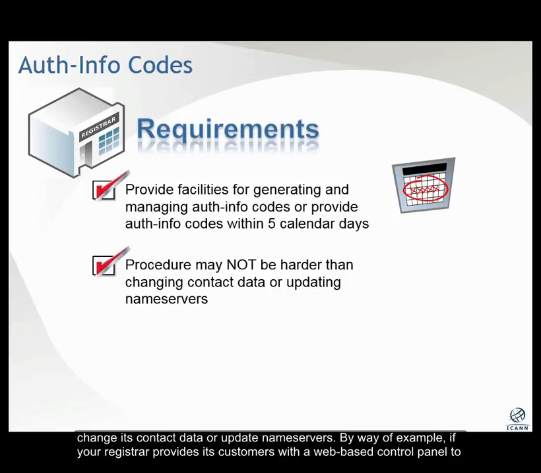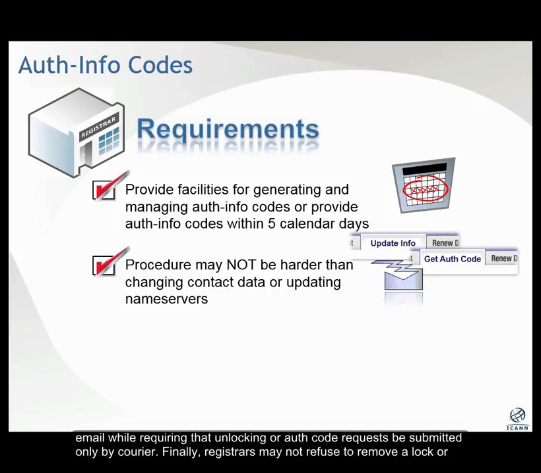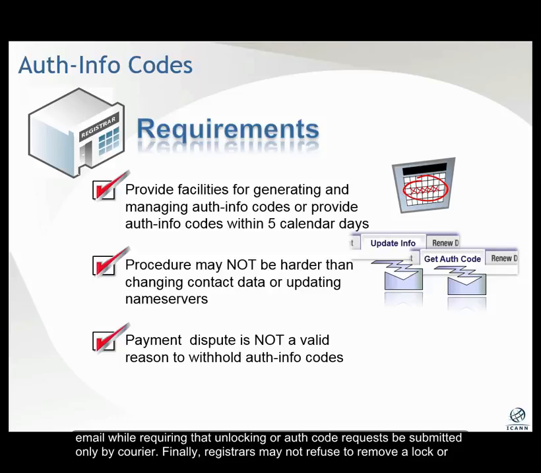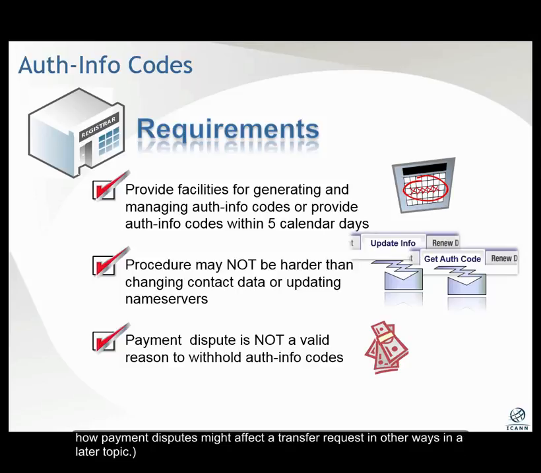By way of example, if your registrar provides its customers with a web-based control panel to update name servers or Whois data, it should make auth codes similarly available. Likewise, your registrar may not allow name server updates by email while requiring that unlocking or auth code requests be submitted only by courier. Finally, registrars may not refuse to remove a lock or release an auth code to the registrant solely because there is a dispute between the registrant and the registrar over payment. We'll talk about how payment disputes might affect a transfer request in other ways in a later topic.